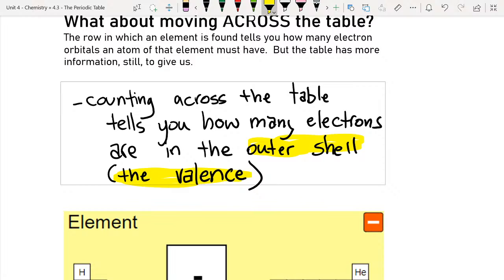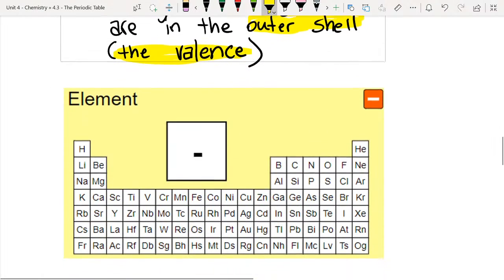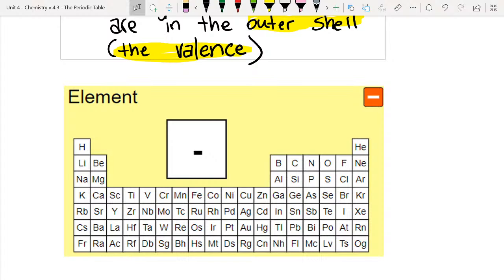And again, when you think about chemistry as being atoms bumping into each other, when two atoms collide, it's electrons that collide, really, but which electrons? Well, the outer shell, right? The outermost shell is going to be the thing that comes into contact with the other atom. So the valence is what chemistry is all about. So you just have to count across.